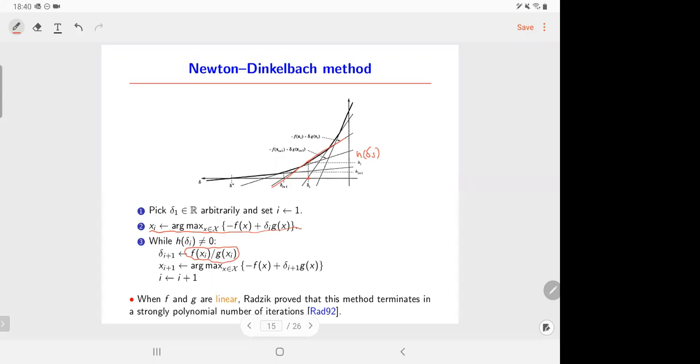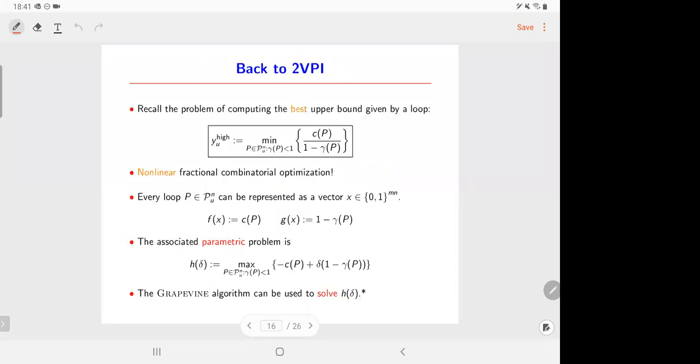In the case of linear fractional combinatorial optimization problems, Radzik proved that this method terminates in a strongly polynomial number of iterations. Right, so that's a bit about fractional combinatorial optimization.